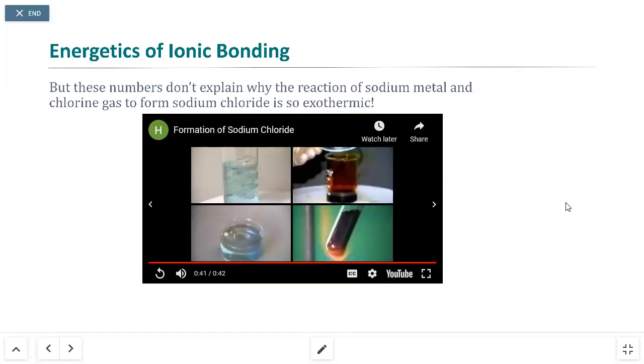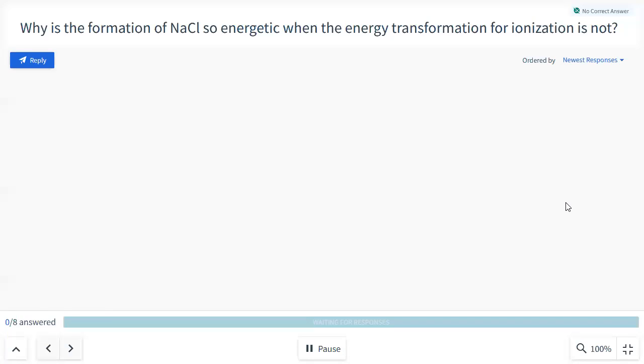Now hold on a second. We had to heat up the sodium initially, but once we moved it into that container of chlorine, we didn't have to heat it up anymore. Why?